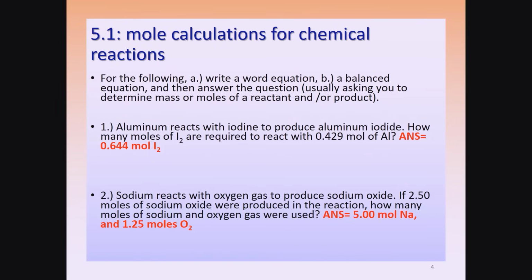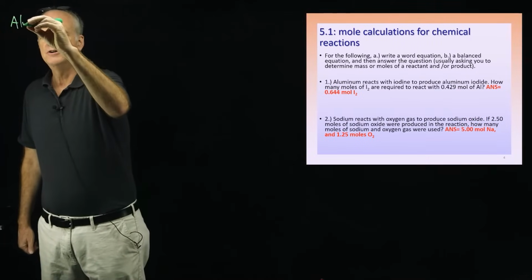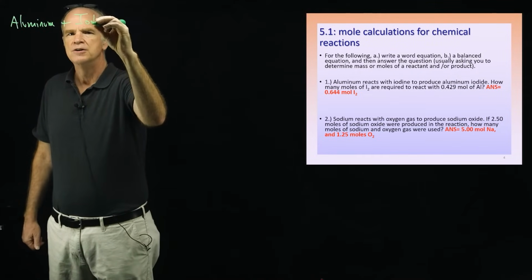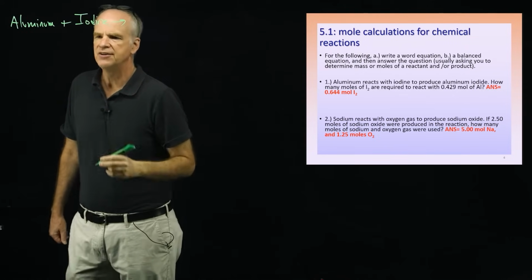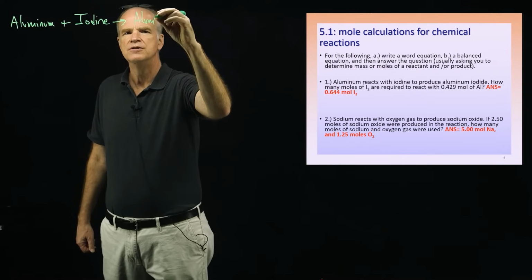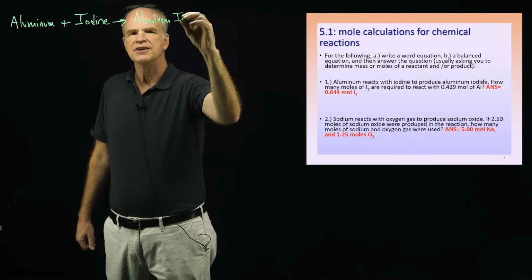So problem number 1, we have a chemical reaction where aluminum reacts with iodine to produce aluminum iodide. And then we are told to find how many moles of I2 are required to react with 0.429 moles of aluminum. Okay, so first off, let's write out a word equation that describes this reaction. So we have aluminum, and it's going to react with iodine, and we're going to get the compound that looks like aluminum iodide. So let me write that out, aluminum iodide.